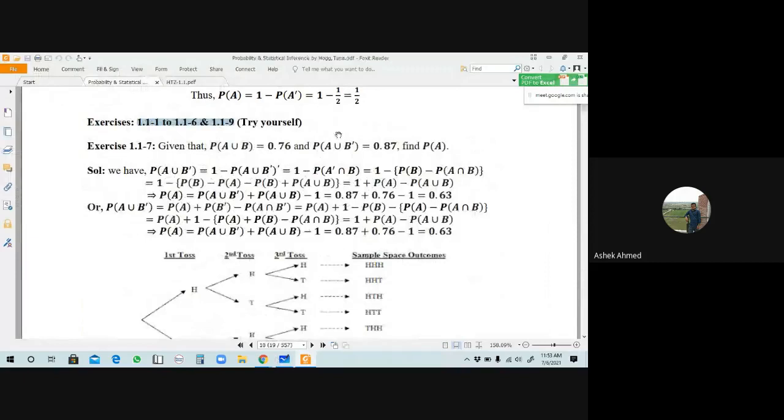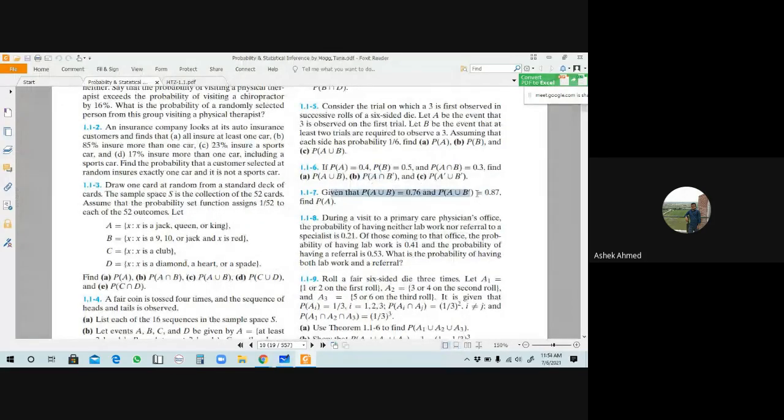7, no, 6 and 7 here. I have already solved this problem here. 7. Okay. Here it is given that probability of A union B equals 0.76. A union B complement is this result. Okay. From here you have to find out probability of A.